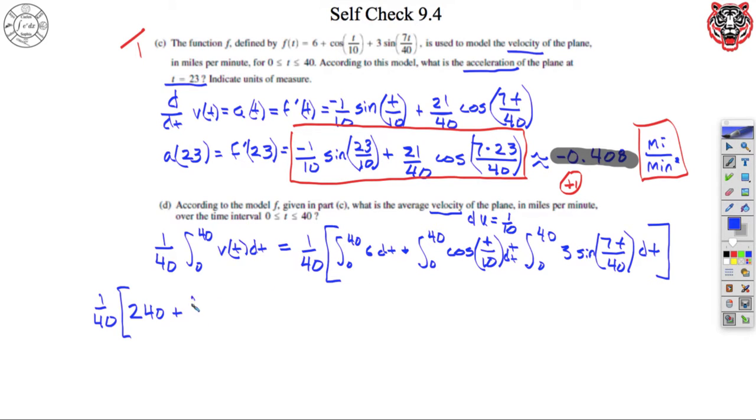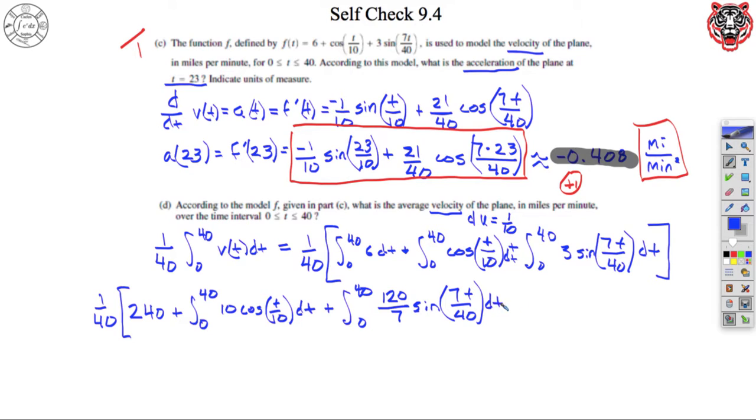So this is going to be plus the integral between 0 and 40 of cosine, so this is going to be 10 times cosine of t divided by 10, dt. I'm about to take the antiderivative in a sec. And that's going to be plus the integral between 0 and 40. I'm using it again really quickly, and that's going to be 40 divided by 7 times 3, so 40 times 3 is going to be 120. 120 over 7, and then sine of 7t over 40 dt. All right, that was a lot.